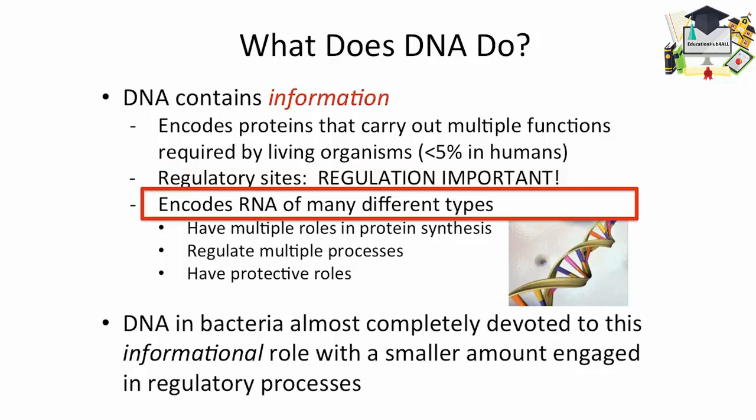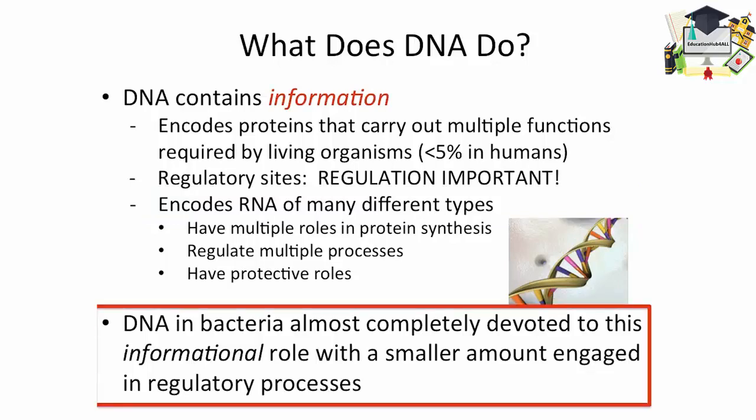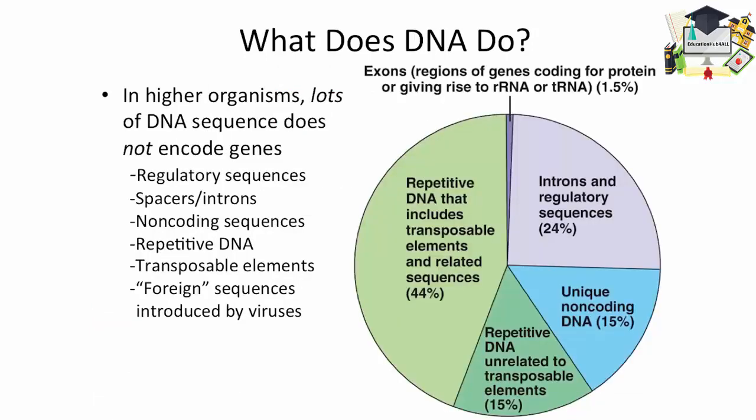DNA encodes RNA of many different types. Some of those are involved in making proteins, others are not. The DNA in bacteria, unlike eukaryotes, is almost completely devoted to the informational role, with a much smaller amount involved in regulatory processes, perhaps because these organisms are not as complex. So let's look at these roles of DNA.